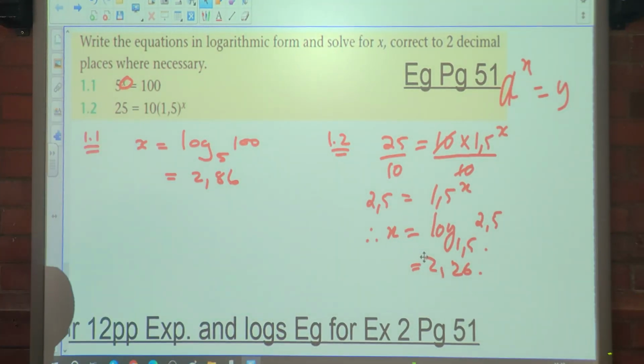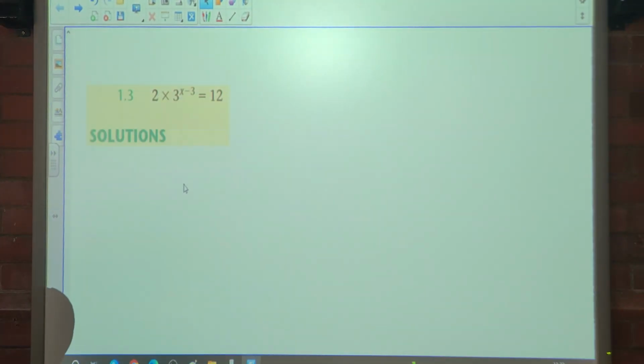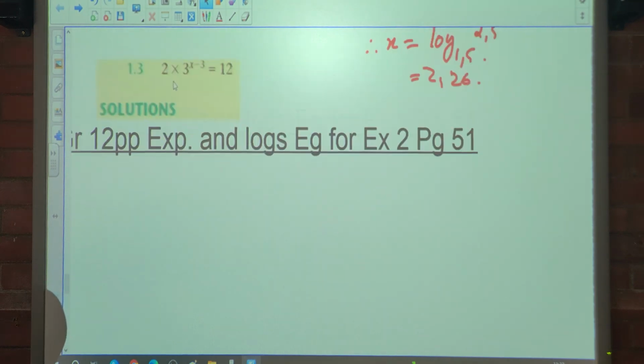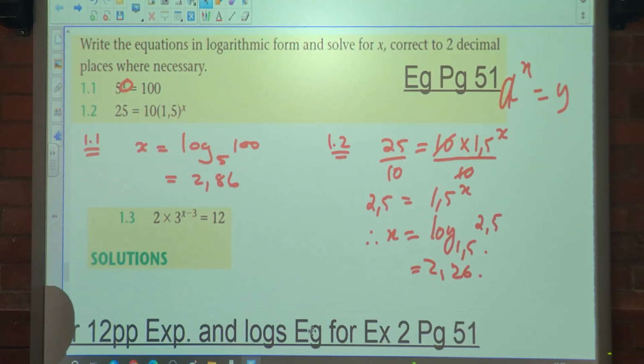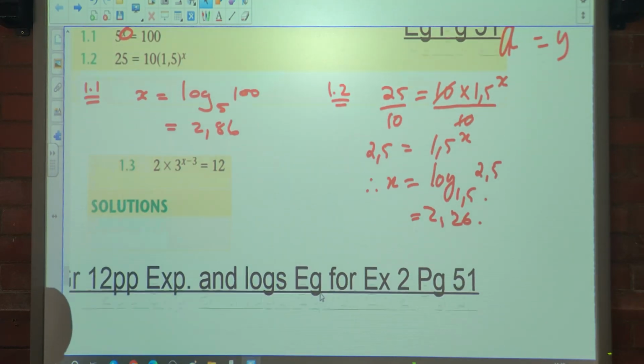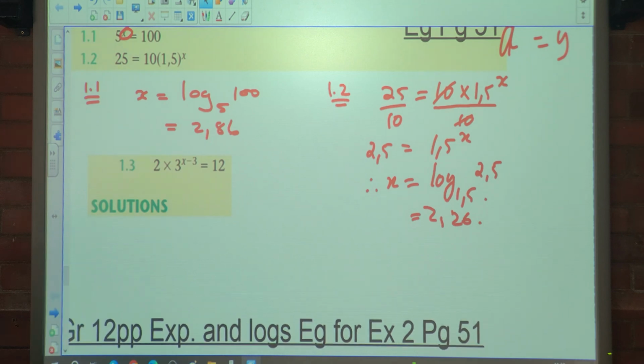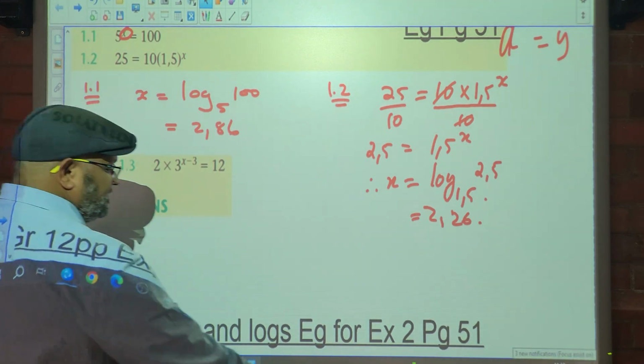Let's look at the next question, 1.3. Is that the last of this before the exercise? Well, homework is going to be exercise 2, the odd numbers. We'll do that in tomorrow's video as well. Tomorrow's lesson.